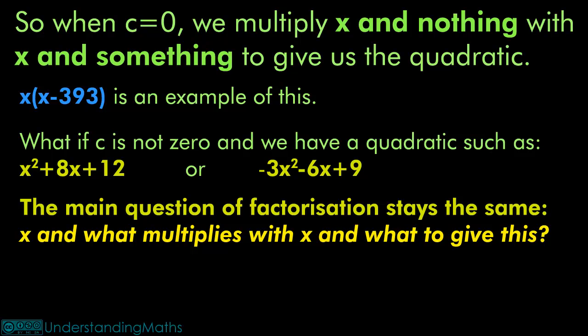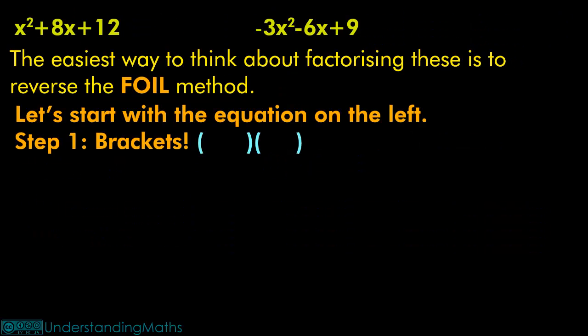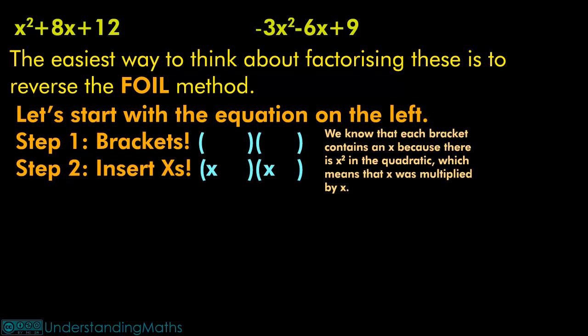The main question of factorization stays the same: x and what multiplies with x and what else to give this? So let's tackle these, kind of as if we were reversing FOIL. Step 1, 2 brackets. Step 2, insert x's. We know each bracket contains an x, because there's an x squared in the quadratic, which means that x is probably multiplied by x. Step 3, we insert signs.